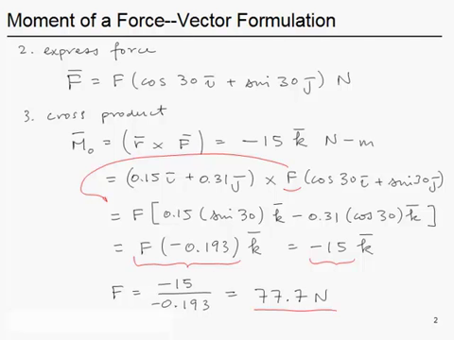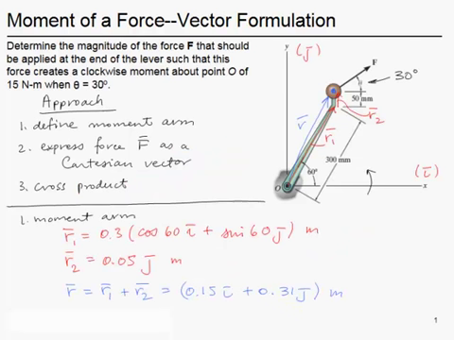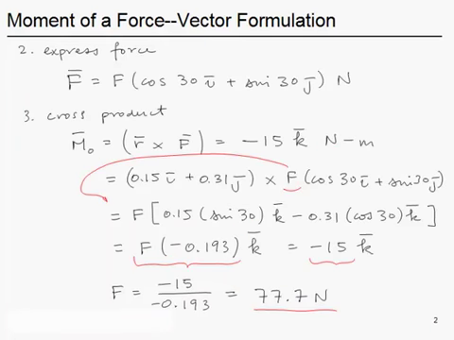Let's review what we did here. We are trying to find the force F such that it produces a certain moment around point O. The way we did this was we defined a moment arm, which is the vector drawn in blue, and we did it as the summation of two other position vectors, R1 and R2. And so we defined this moment arm R, and then after defining F as a Cartesian vector, we used it in step 3 in a cross product calculation, and ultimately we end up with our solution, which is that the magnitude of F is 77.7.